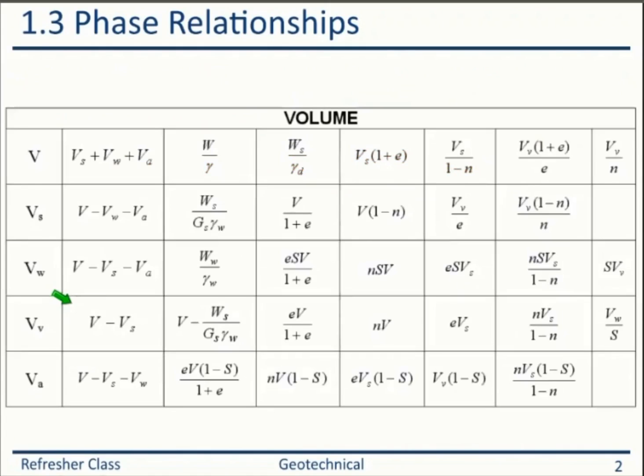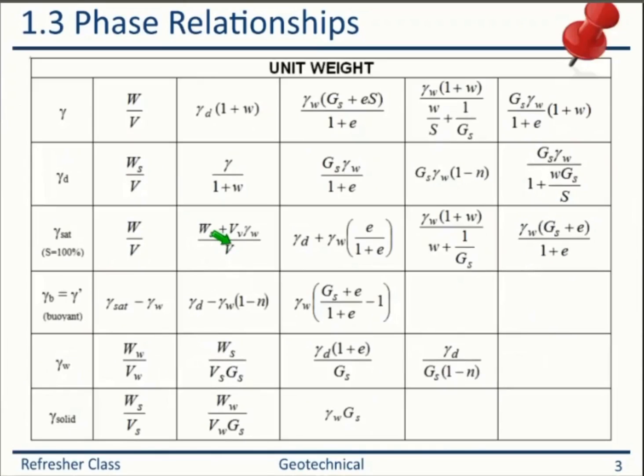Okay. The other tables given here for you to use in the exam are, if they ask you to calculate any of these volumes, it could be total volume, volume of soil solid, volume of water, volume of void, or volume of air. Again, it depends upon the parameters. You can choose the equations here. Similar is the case with unit weight. That could be total unit weight, moist unit weight, dry unit weight, saturated unit weight, buoyant unit weight, unit weight of water, or unit weight of soil solid.